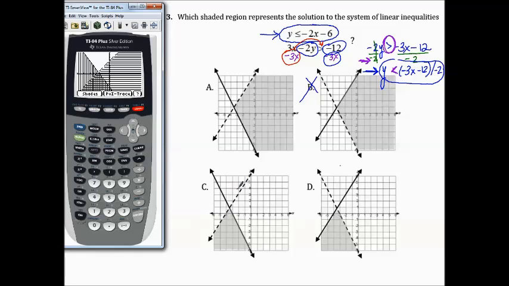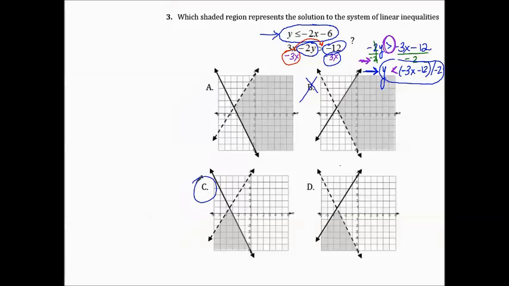But in option C, we see the correct shaded area, correct dashed line going up to the right, correct solid line going down to the right. D has the same shaded area, but the dashed and solid line are swapped, so they're different from what you have here. So your option C is your answer.